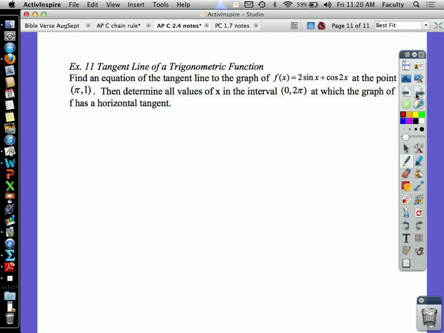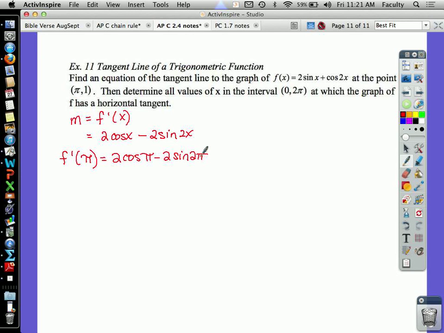So if I want to find the equation of the tangent line, I need to find the slope, and we find the slope by finding the derivative. So this would be 2 cosine x, and then that's minus sine 2x times a 2. Do you see how I can sort of pause it, leave a little space, and then put that 2 out front? And then the slope is at pi. So this is 2 cosine pi minus 2 sine 2 pi.